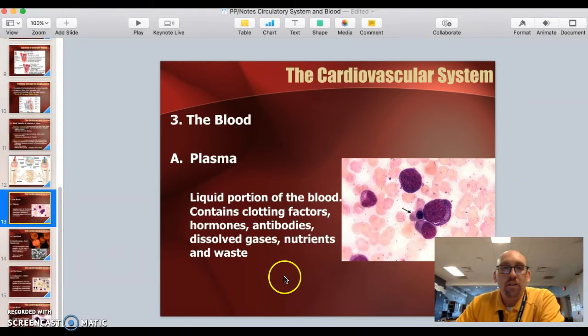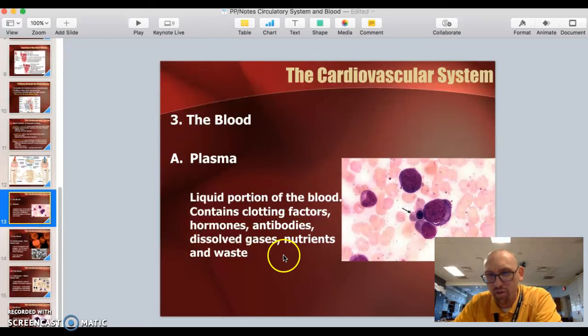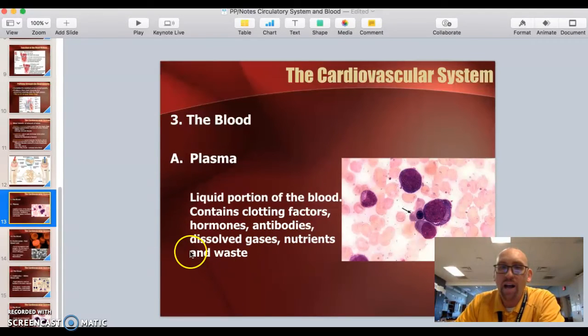Okay, so part 3, and I only have about 2 minutes, so I'm going to go pretty quick, is your blood. Now, your blood is actually a connective tissue made of 4 main components. The blood first has plasma. Plasma is all the liquid part of the blood. So it contains clotting factors, hormones, and antibodies to fight off germs. This is where the carbon dioxide, oxygen, and a lot of dissolved gases can be found at times. Also, a lot of your nutrients and waste can be in here circulating through your body.